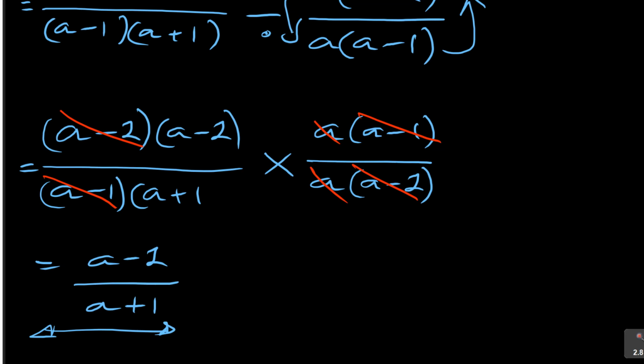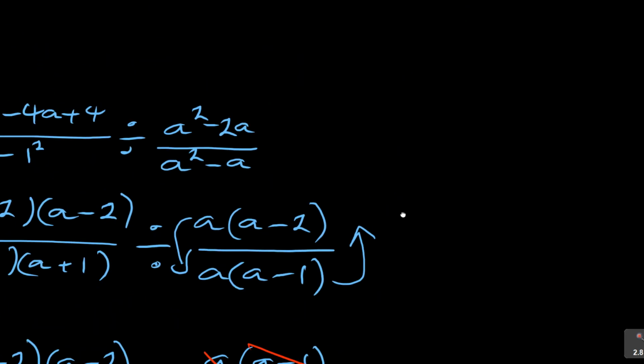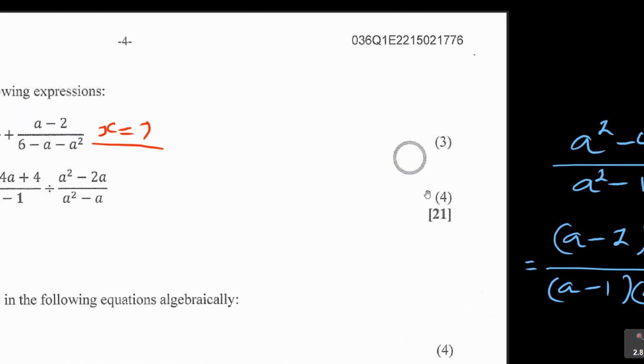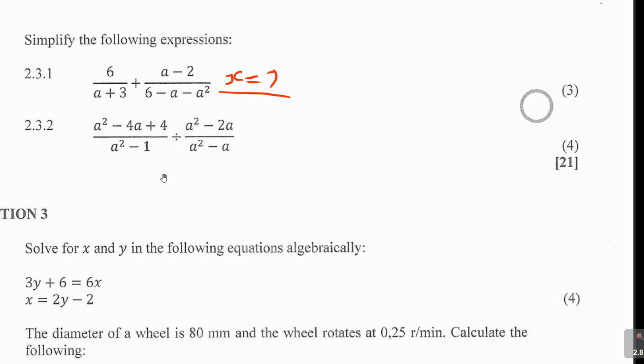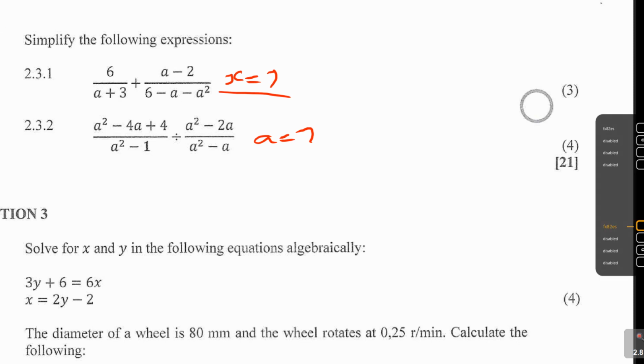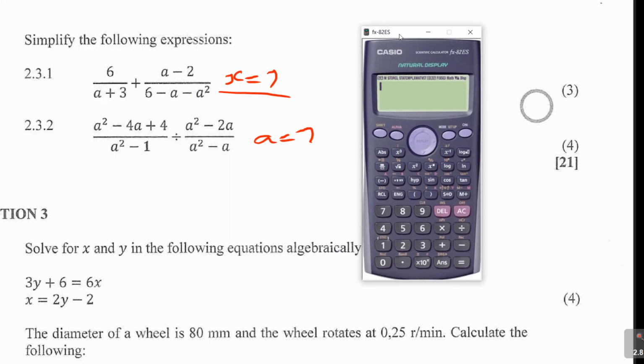But again, as I encourage you, test, choose any value of a. I can say let my a be equal to 7 in here. A is equal to 7. Now take the initial expression and plug the value into your final answer. Again, see if you're going to get similar answers. Okay, so let's do that.